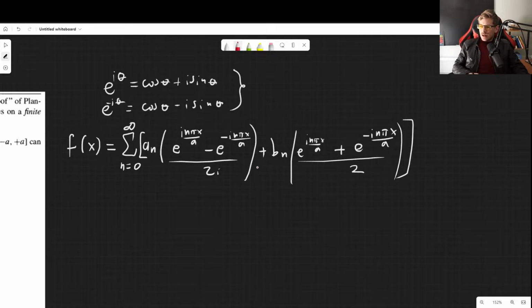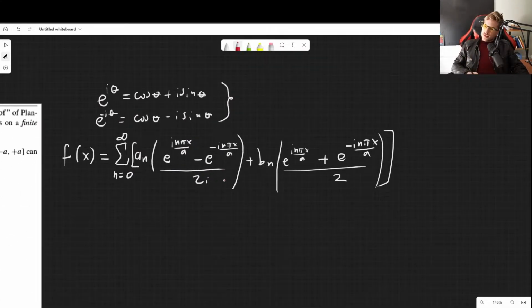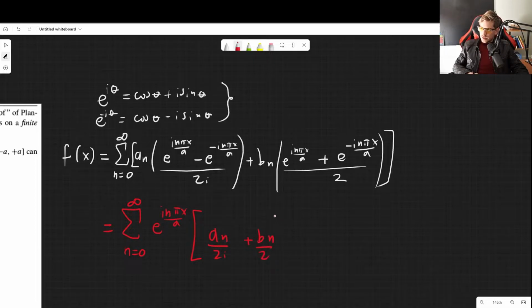Okay, so now it is looking a little bit better because we have these exponentials, but we also have e to the i n pi x over a, which is what we want, but we also have one that is negative. So let's put everything together that we do want and see what happens with the rest. So let's go n equals 0 to infinity of, now let's put here everything that is multiplied by e to the i n pi x over a. So that is going to be multiplying an divided by 2i plus bn divided by 2.